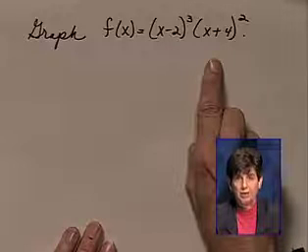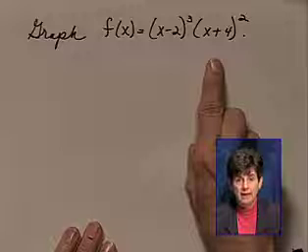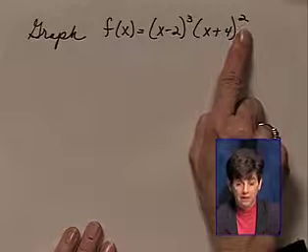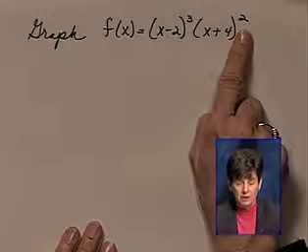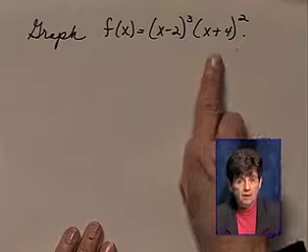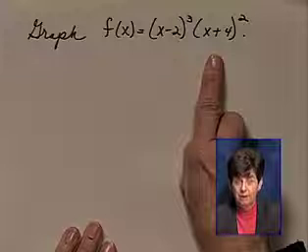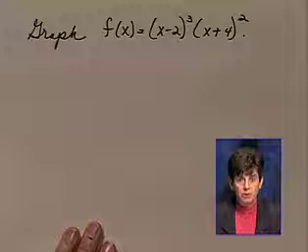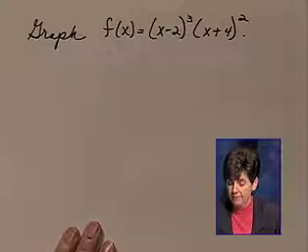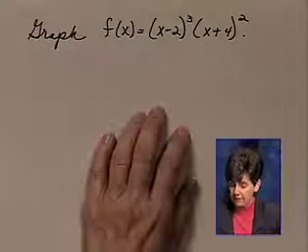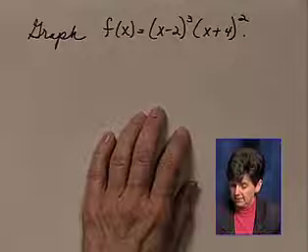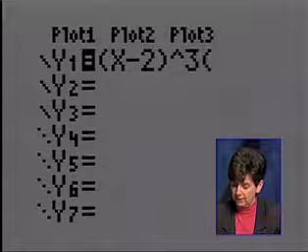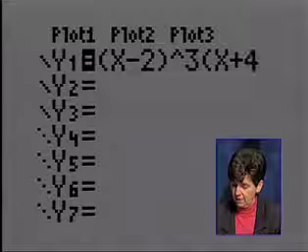Our second zero is negative 4. Its multiplicity is 2 because it comes from the factor whose power is 2. This means that the graph touches the x-axis at negative 4 but doesn't cross it. Let's put this into our graphing calculator and see what the graphing calculator tells us. So we have x minus 2, the quantity cubed, times x plus 4 squared.